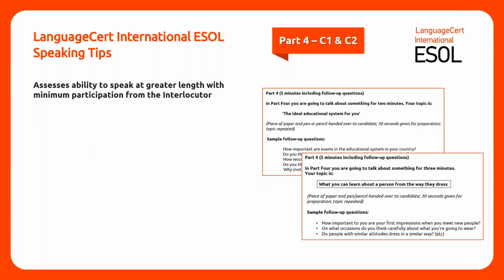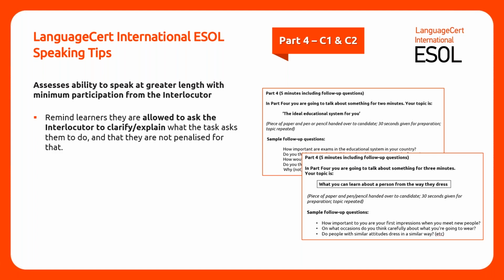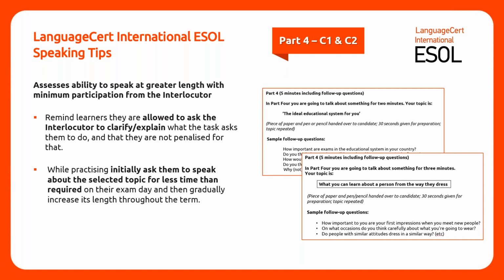Concluding with Part 4, note that the aim of this last part is to assess the candidate's ability to speak at greater length with minimum participation from the interlocutor. Once again, remind learners that they are allowed to ask the interlocutor to clarify or explain what the task asks them to do, and that they are not penalized for that. While practicing, initially ask them to speak about the selected topic for less time than required on the exam day, and then gradually increase its length throughout the term.